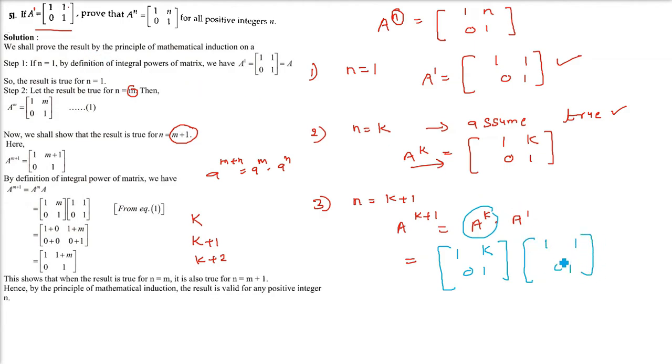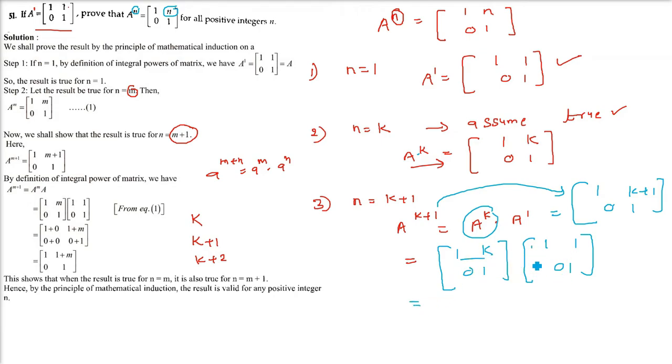Now when we multiply this, if it comes out true for k plus 1, what should come? [1, k plus 1; 0, 1]. That is, k should become k plus 1. If it is true for k plus 1, then it is true for every other k or every other n. So let us multiply these two matrices, and the result should come as the matrix [1, k plus 1; 0, 1].